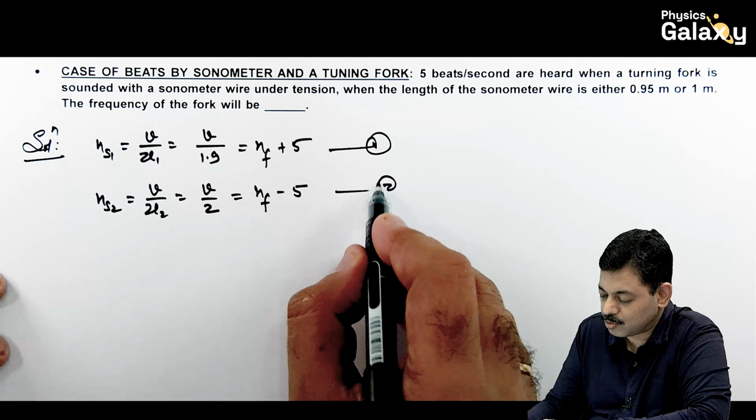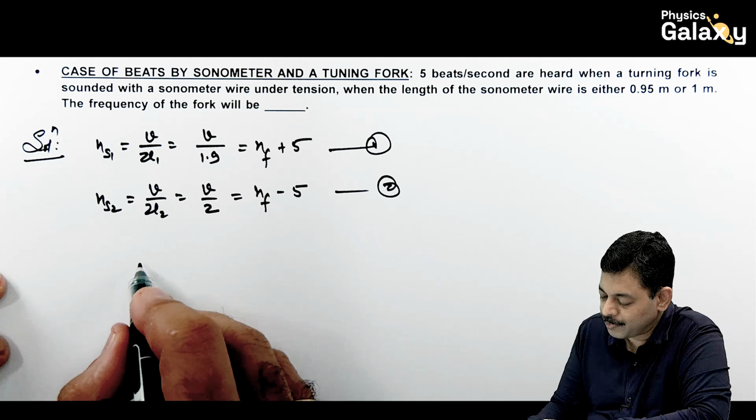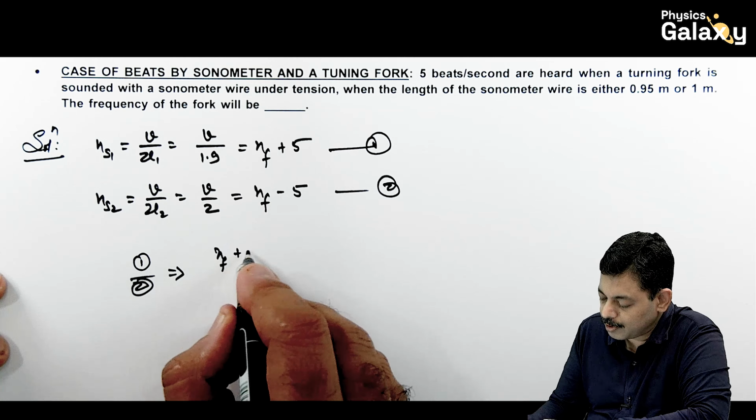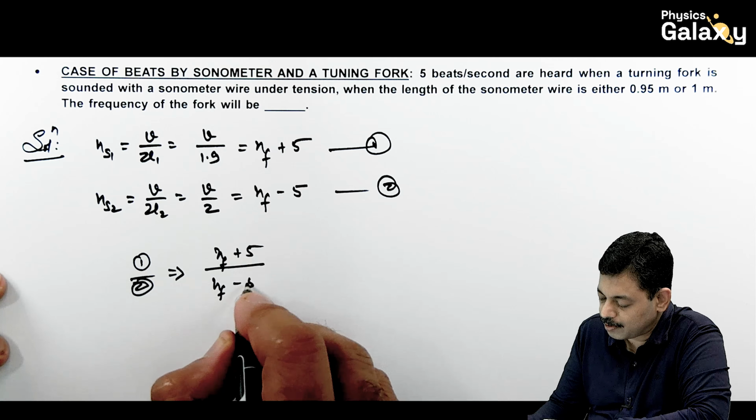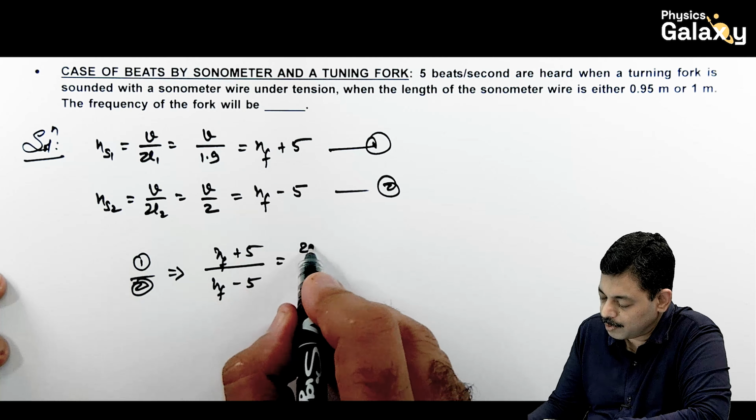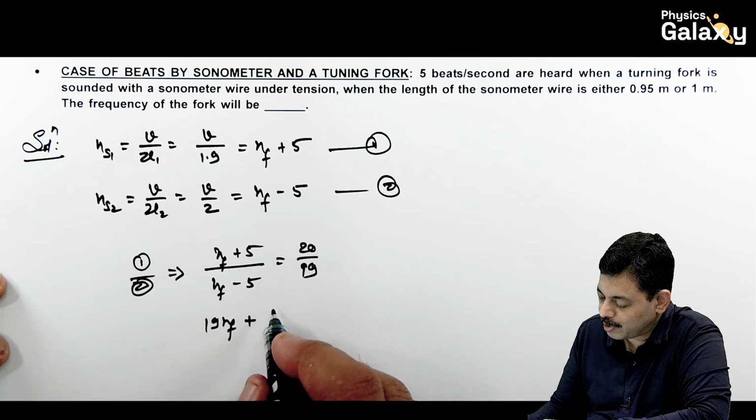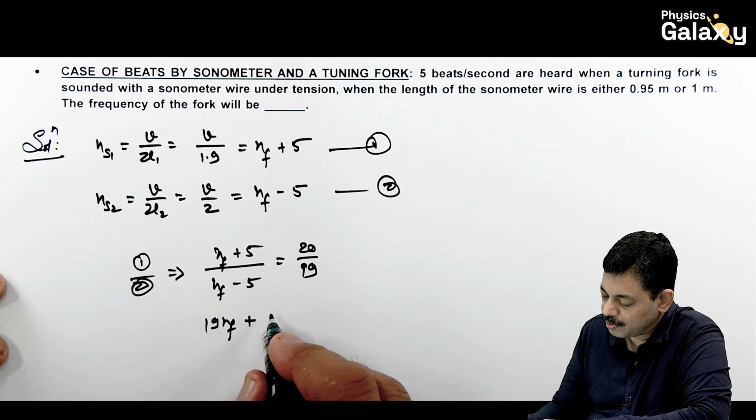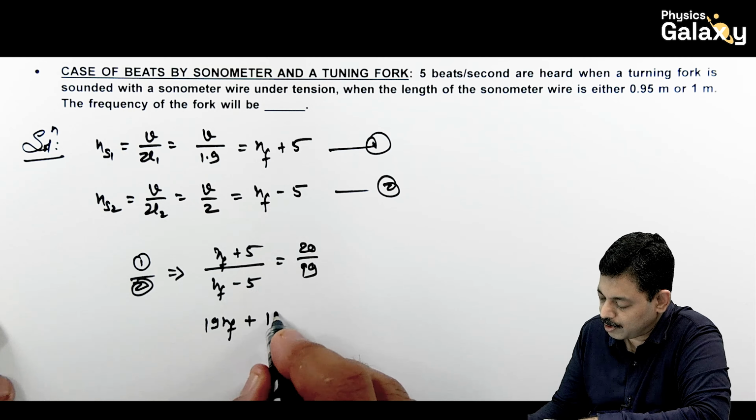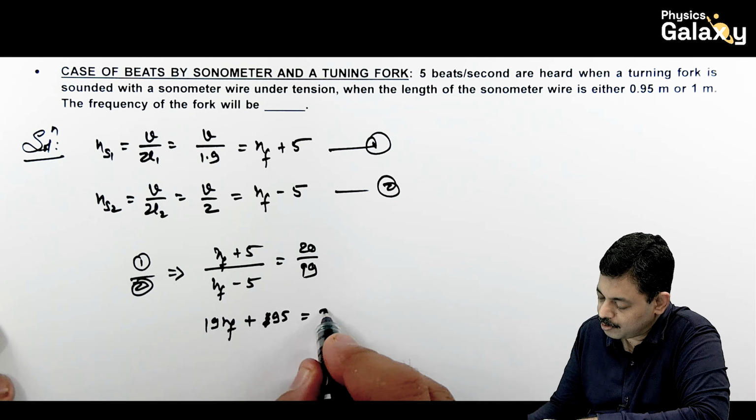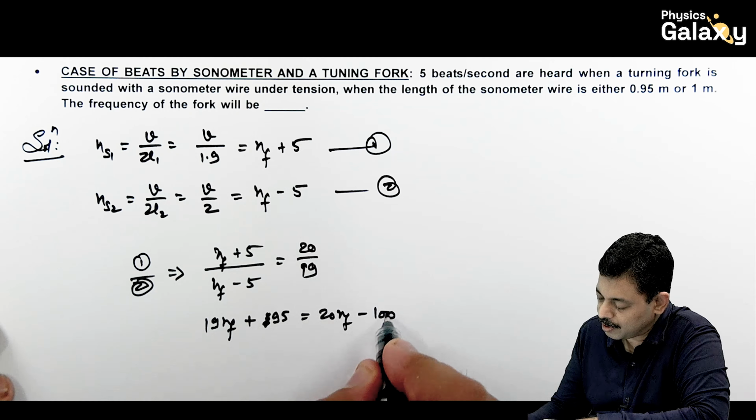If there's 1, there's 2. For the frequency you can calculate. This 1 divided by 2 is equal to (NF + 5)/(NF - 5), which will be 20 by 19. So if we simplify this, 19 NF plus 19 into 5, and 19 into 5 is 95, and this 20 NF minus 100.